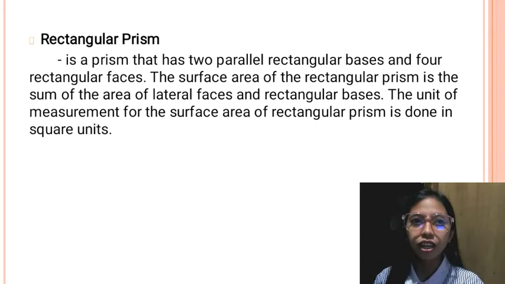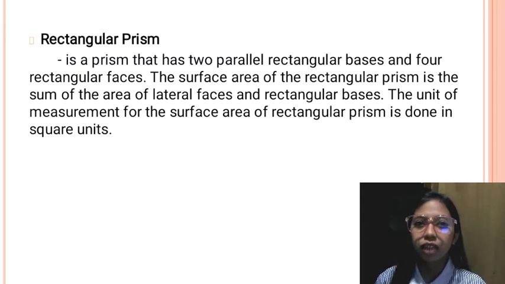The surface area of the rectangular prism is the sum of the areas of the lateral faces and the rectangular bases. The unit of measurement for the surface area of a rectangular prism is always in square units. So basically, at the end of the answer, the final answer for the rectangular prism, the square units should always be present.